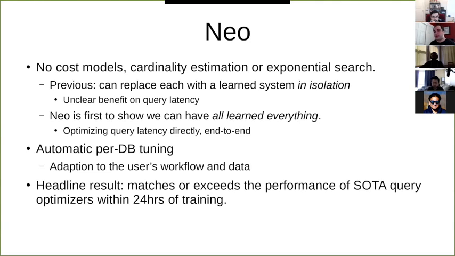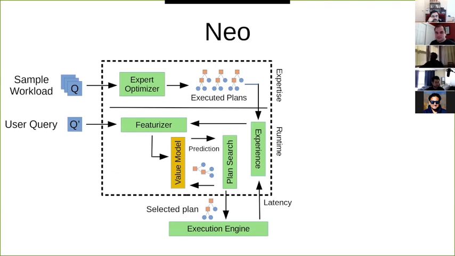One of the biggest advantages of NEO is that it does automatic per-DB tuning. We talked about at the beginning how even though you have the super awesome query optimizer, you still have to tune it to your underlying database to get that last 20%. NEO can do that automatically, which we think is pretty cool. Our headline result is that NEO is able to match or exceed the performance of a commercial query optimizer like SQL Server and Oracle within just 24 hours of training. Now obviously I need to justify that claim and tell you how the system works.